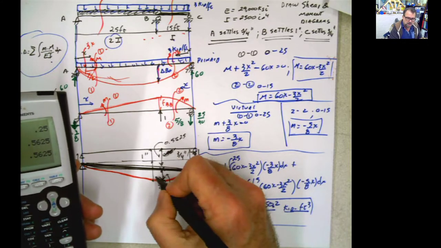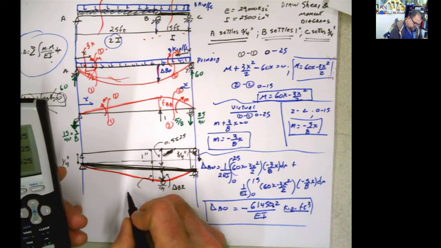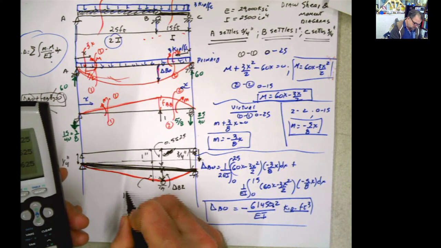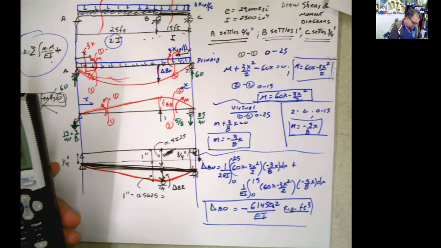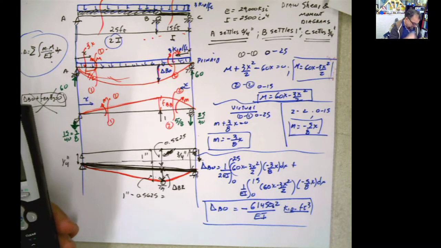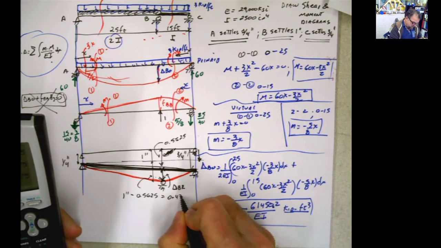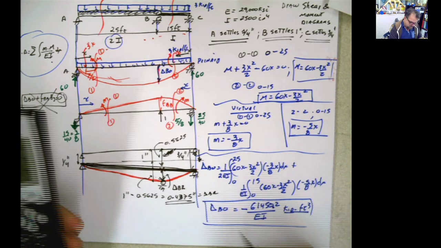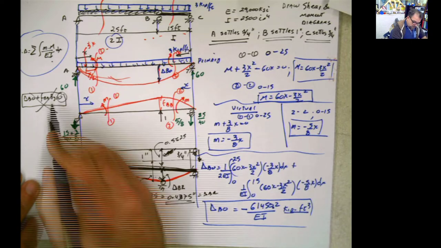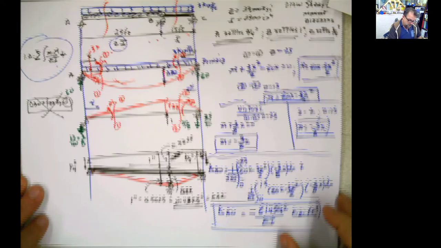And because the total amount is 1 inch, then this part here, the relative displacement or deflection, is going to be 1 inch minus 0.5625 of an inch, and that will be 0.4375 of an inch. That's my delta BR. By the way, this is a negative displacement because it's coming down in that way. So what do we have to do now?